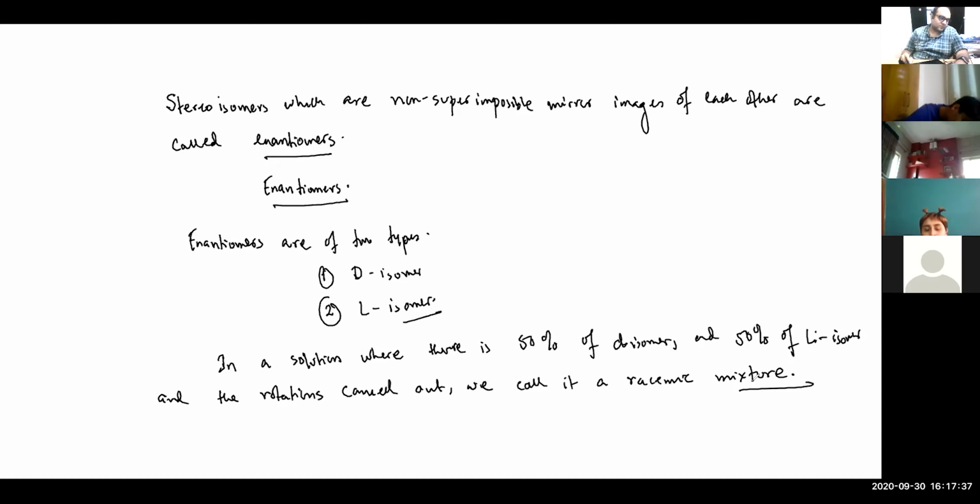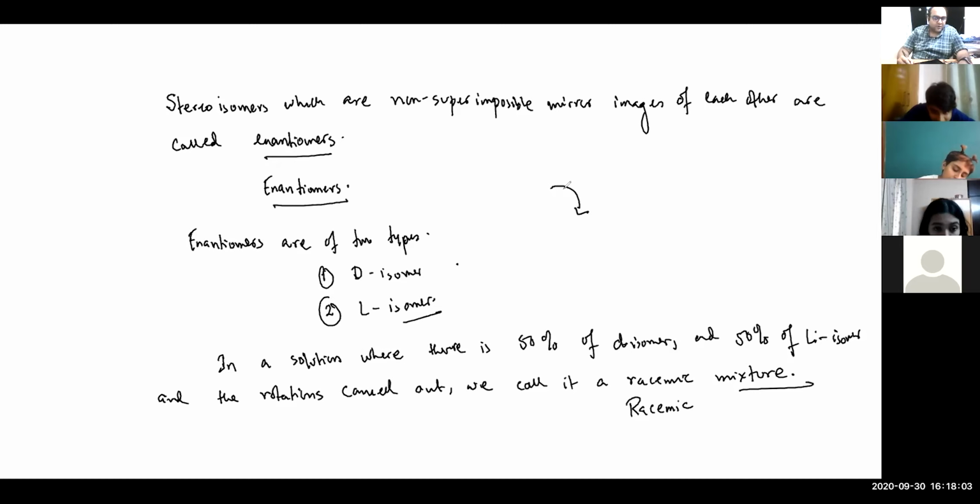Sir, and the rotations cancel each other. Won't the rotation cancel out? Say you have 10 molecules, 5 molecules rotating the plane polarized light in the clockwise direction, and 5 molecules rotating it in the anti-clockwise direction. So ultimately it cancels out each other and there is no net effect. That is known as a racemic mixture.